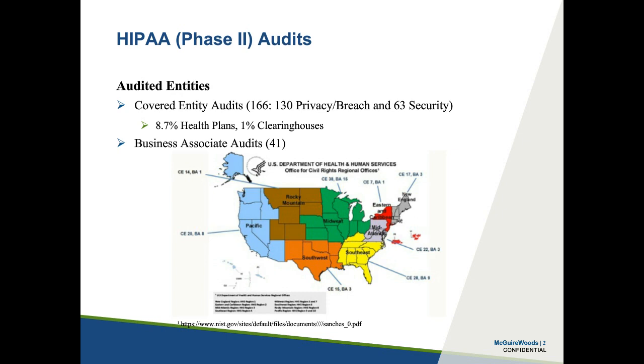They did distinguish a little bit between covered entities that they really wanted to see how they were reacting to the security rule and some of the security protocols versus the more historic data privacy pieces that everybody was a little bit more familiar with still. Notably, under 9% were health plans and only 1% were clearinghouses. So the vast majority were still covered entity providers.